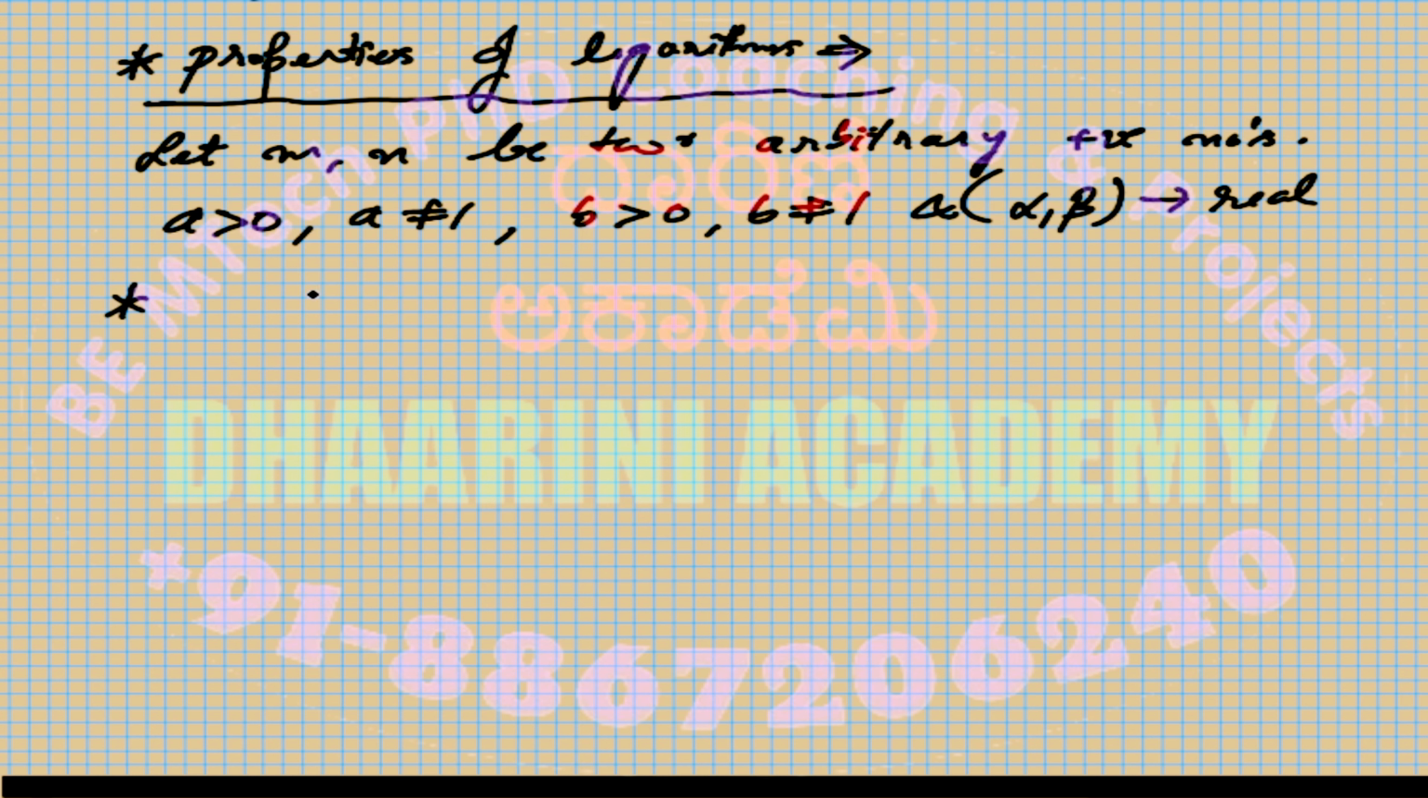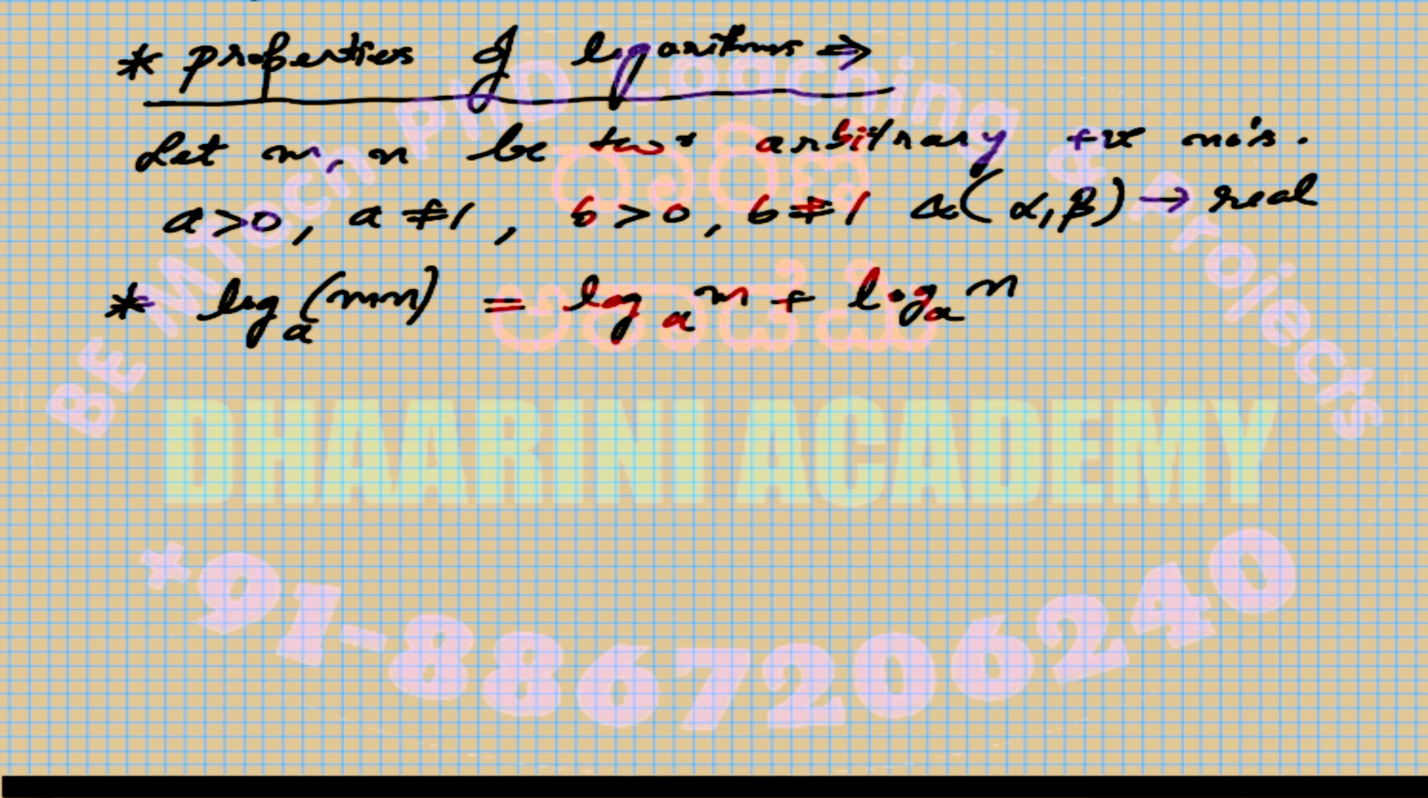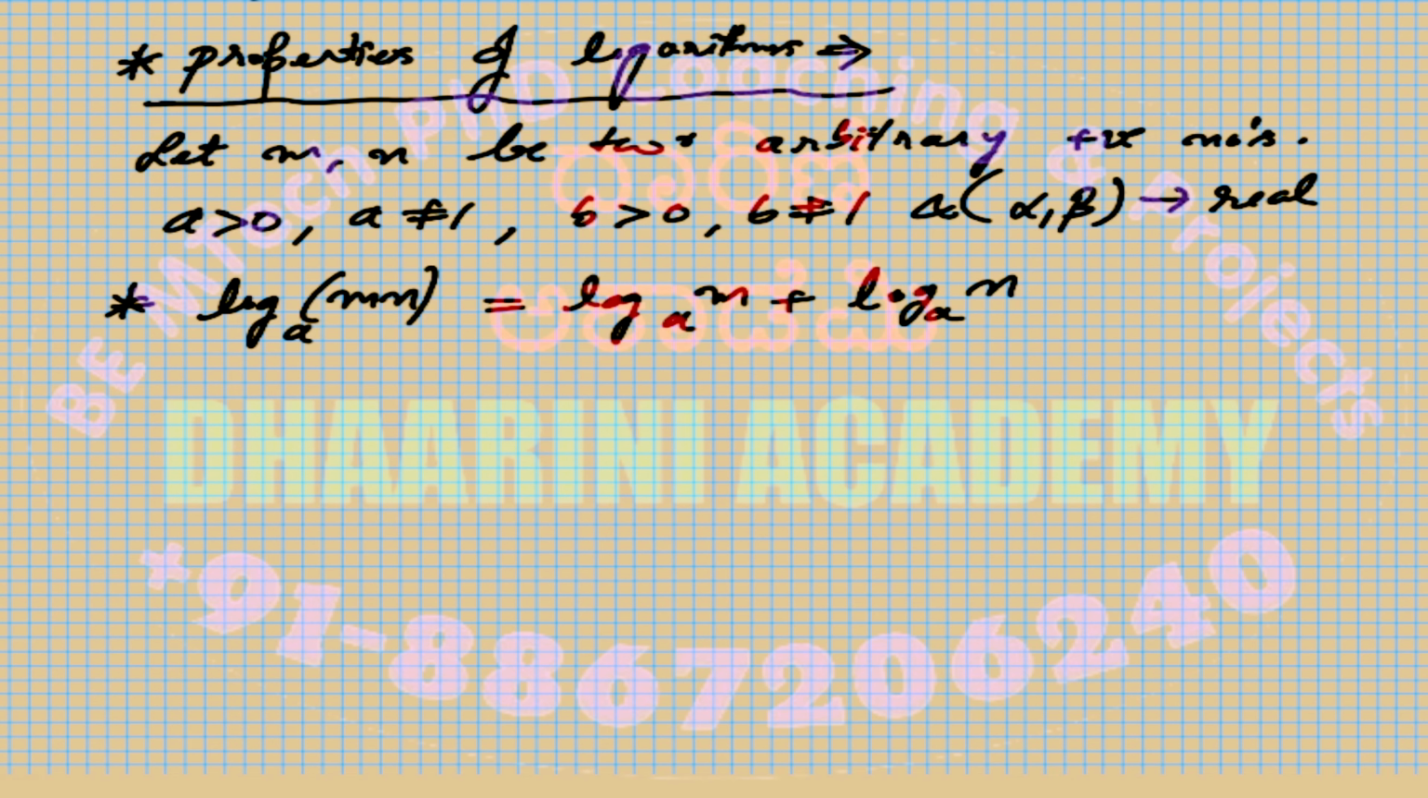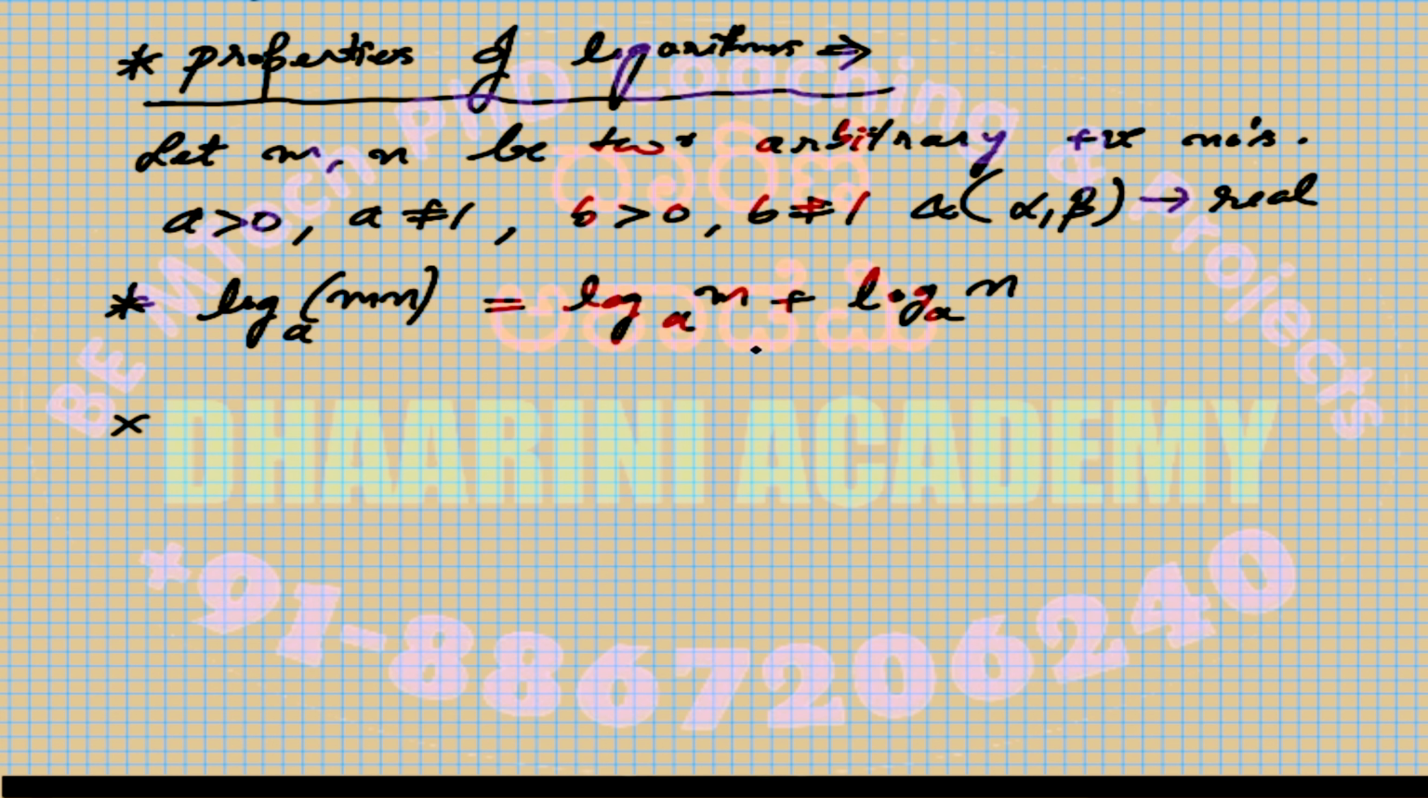So the property number 1 can be considered as, if I have to calculate log of m into n to the base a. This is nothing but log of a product. So this has to be log of m to the base a plus log of n to the base a. Already we know this, right? Log of a product is the sum of the individual logs. All right.